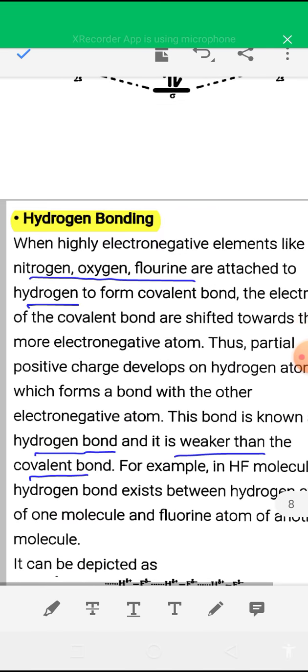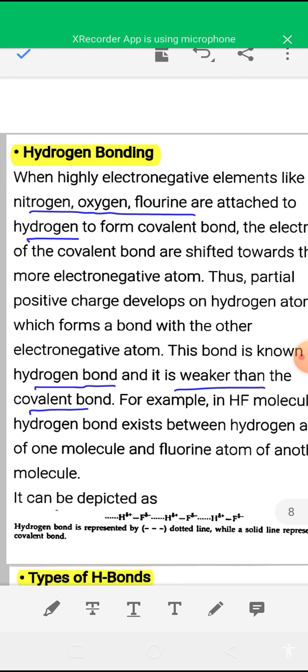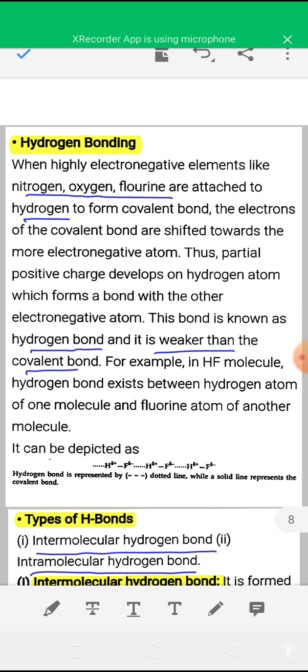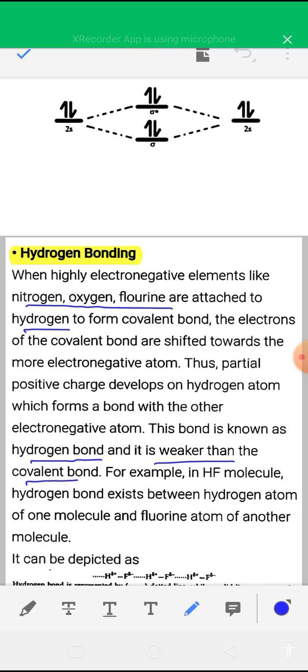The last topic of this chapter is hydrogen bonding. What is hydrogen bonding? When a highly electronegative element like nitrogen, oxygen and fluorine, only these three elements, is attached to a hydrogen atom to form a covalent bond, the electrons of the covalent bond are shifted towards the more electronegative atom. For example, when fluorine is attached to hydrogen, the electrons shift to the more electronegative fluorine atom. Therefore, a negative charge develops on the fluorine atom and a positive charge on the hydrogen atom.